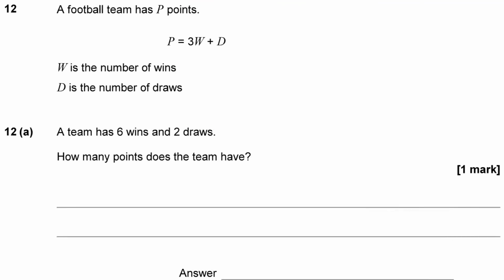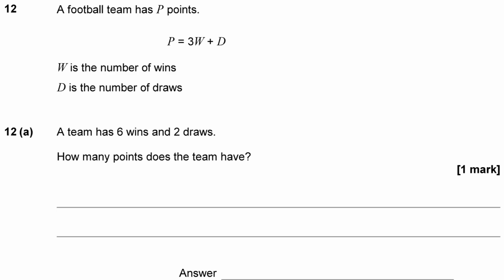Question 12. A football team has P points where P is equal to 3W plus D. W stands for the number of wins and D stands for the number of draws. Now, any of you who follow the football leagues will be familiar with this formula. Every time two teams play, if they win, they get 3 points, and if they draw, they get a point, and if they lose, they don't get anything. Okay, so that is the formula they use in the Premiership and other tournaments for football.